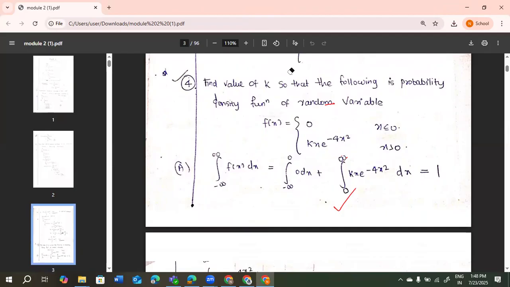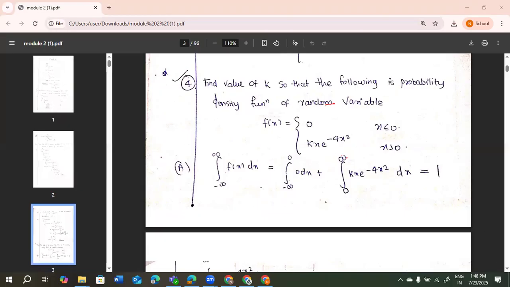Now let us look at the fourth question. What is given in the fourth question? Find the value of k so that the following is a probability density function of random variable x. f of x equal to 0 if x less than or equal to 0, and kx e raised to minus 4x square for x greater than 0. Now, look at the first one. It has some limits, right? That is the difference. From 0 to infinity, it is some value and from minus infinity to 0, it is some other value. So we have just split it into two.